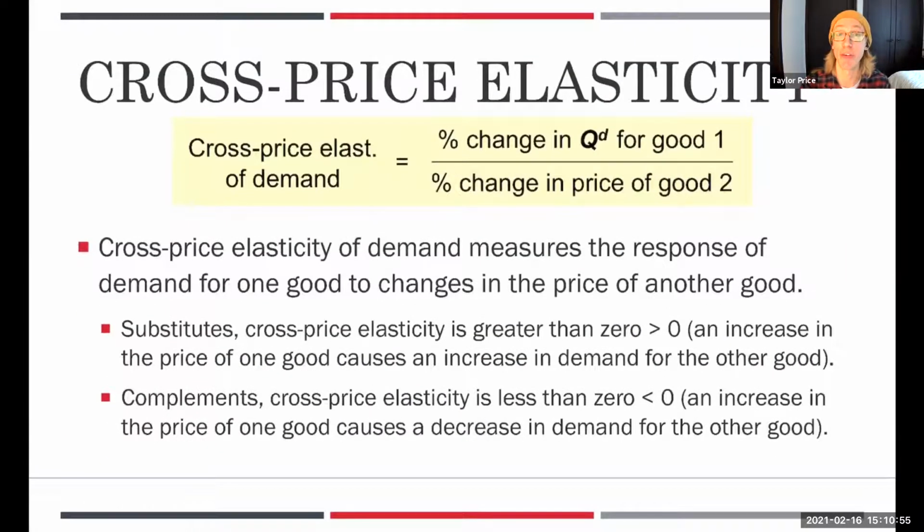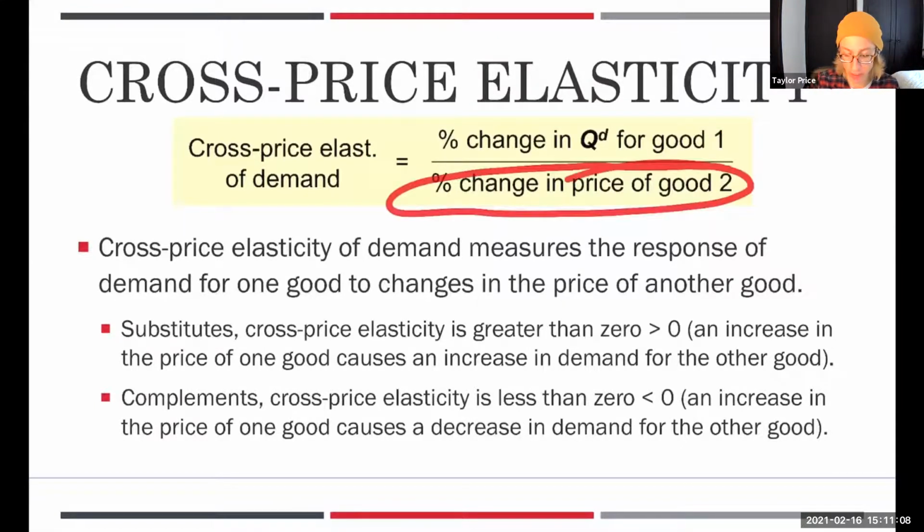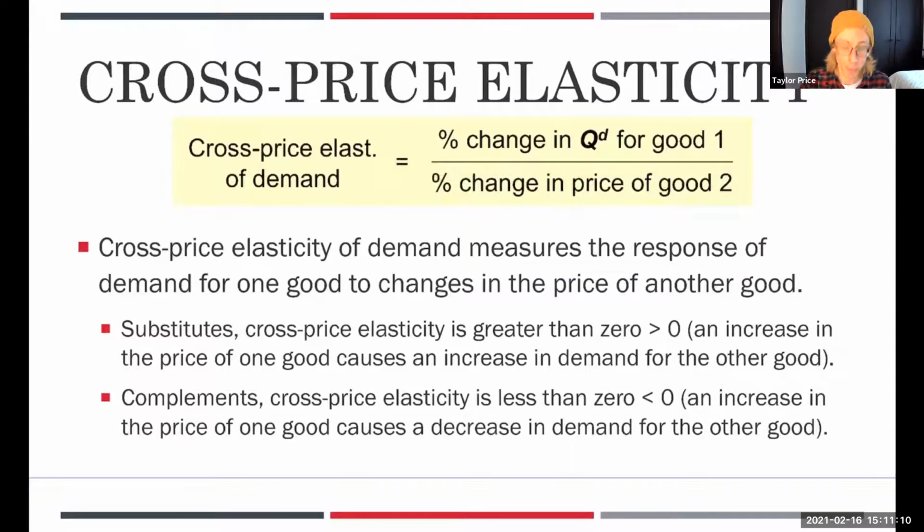Okay, and then the final type of elasticity we're going to talk about is cross-price elasticity. So basically, we're looking at the percentage change in quantity demanded for one good and the percentage change in price for a second good. So what we're trying to understand here is how responsive the quantity demanded for one good is to changes in the price of another good. So that's all we're really trying to look at here.